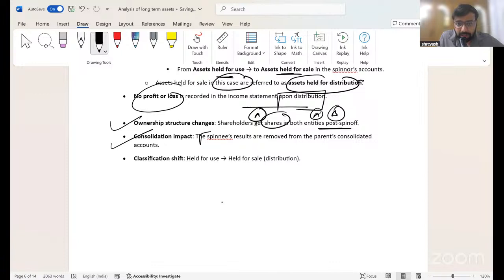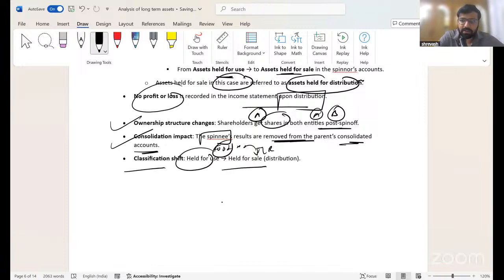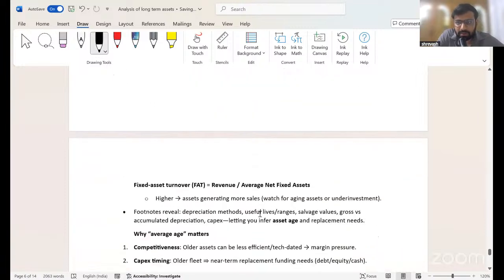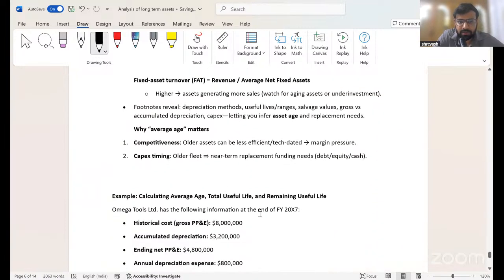Consolidation impact: the spinny's results are removed from the parent's consolidated accounts. Meaning, whenever Ford is making its accounts, earlier it used to include JLR's results in its accounts. Now there is no need to do that anymore. And classification shift, held for use to held for sale. We've discussed that. The assets of JLR in the books of Ford were earlier recognized as held for use, but now they will be recognized as held for sale.